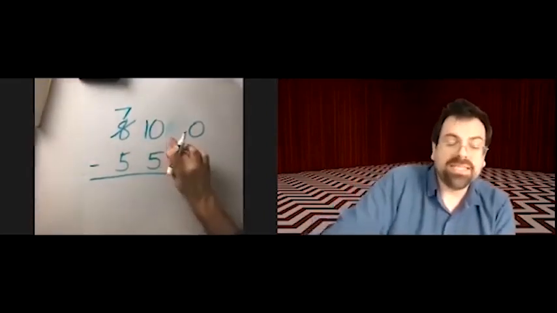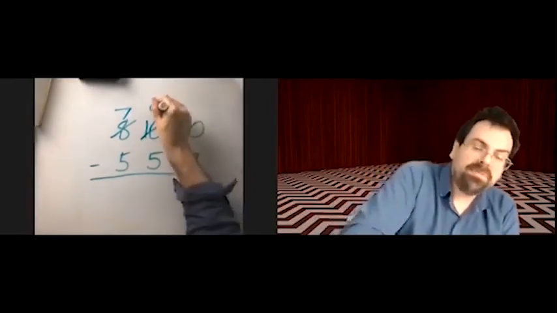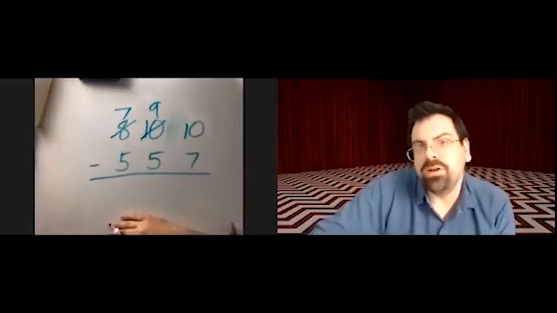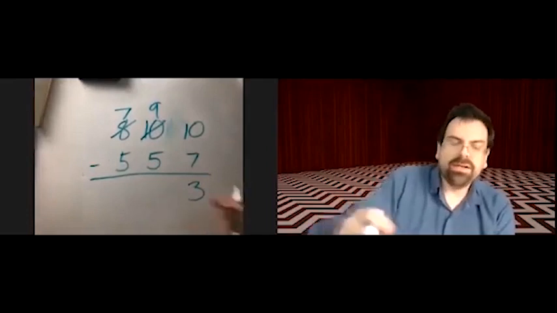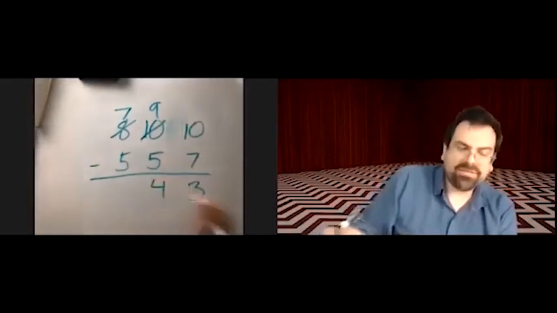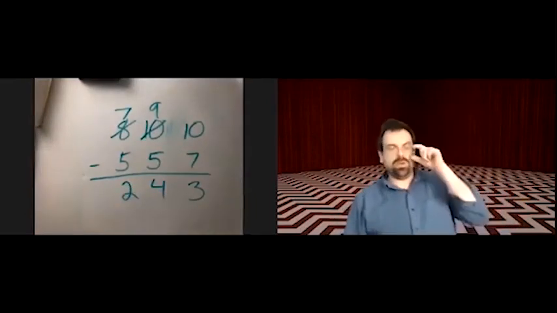And now, since this is 10, we can borrow. So we take 1 away from the 10 and it becomes a 9, and that 1 goes here. 10 minus 7 is 3. 9 minus 5 is 4. 7 minus 5 is 2.